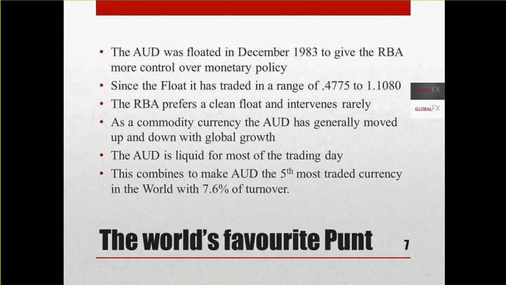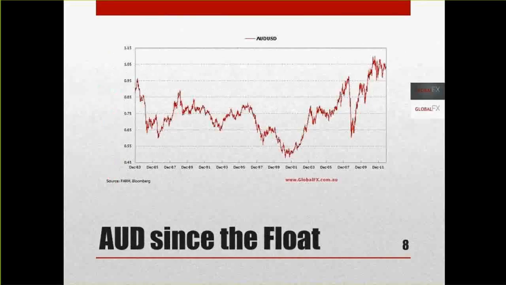The Aussie is now the 5th most traded currency in the world. So since the float we've had a great big old range. Lately it's been a bit different to what it has over the first 27 or 28 years of its float, and that has caused some difficulties for the Australian economy. But one of the things that obviously we're going to talk about here is what's changed, and something has fundamentally changed.